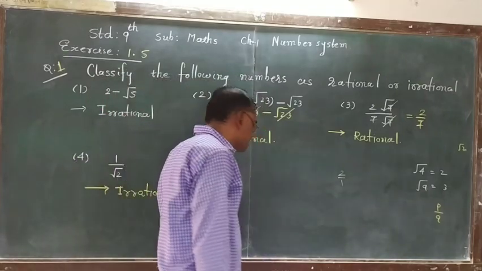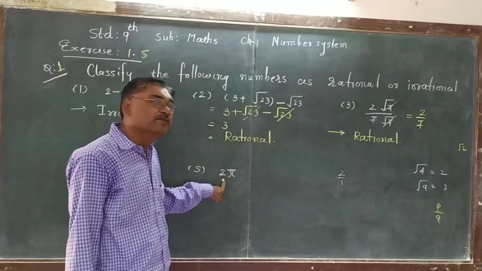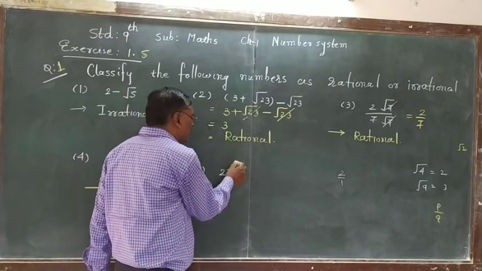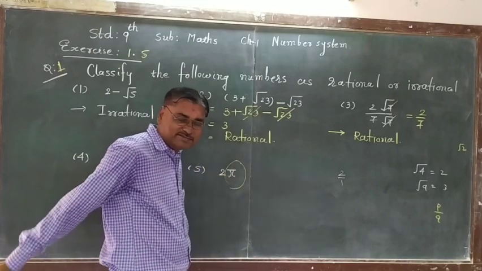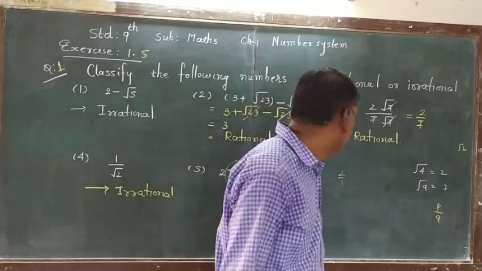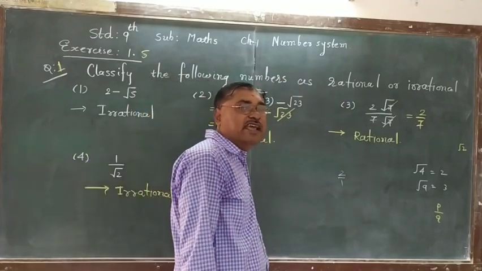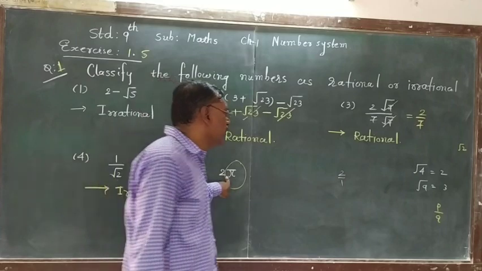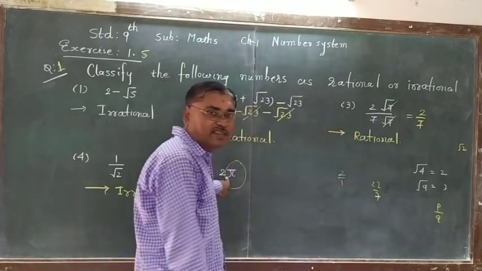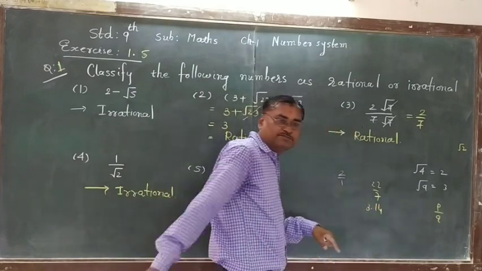Now here is the last example, the fifth number, 2 pi. We know that 2 is rational. But what about pi? In 7th standard and 8th standard, we have already learned the value of pi, in the lesson on area and volume. The value of pi is 22 upon 7. Sometimes it is given as 3.14.